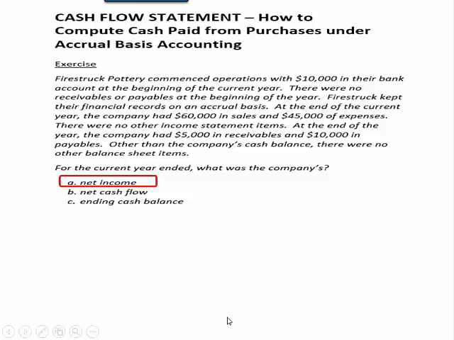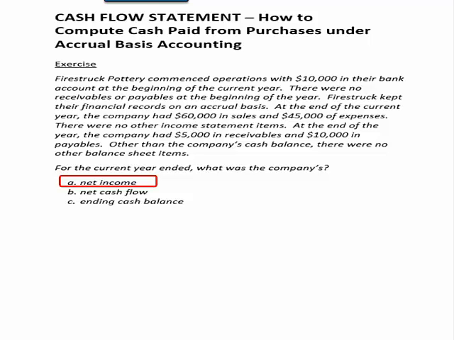Okay, this is the last exercise, and again, these are the type of exercises you could see in your exam. This company is called Firestruck Pottery, and they commenced their operations with $10,000 in their bank account. So their beginning bank balance was $10,000. Since they commenced operations, there were no receivables or payables at the beginning of the year.